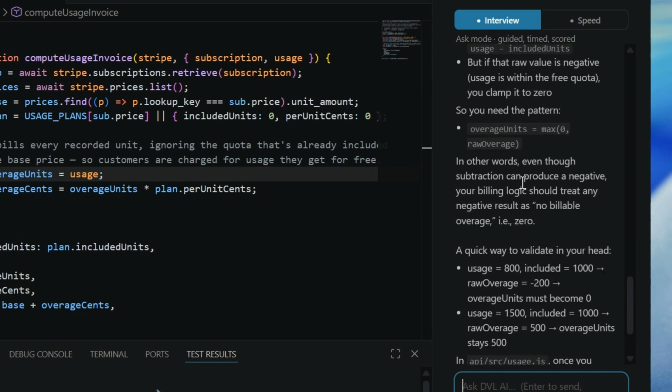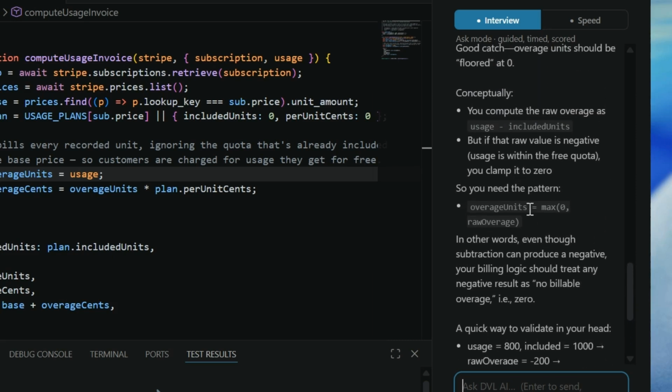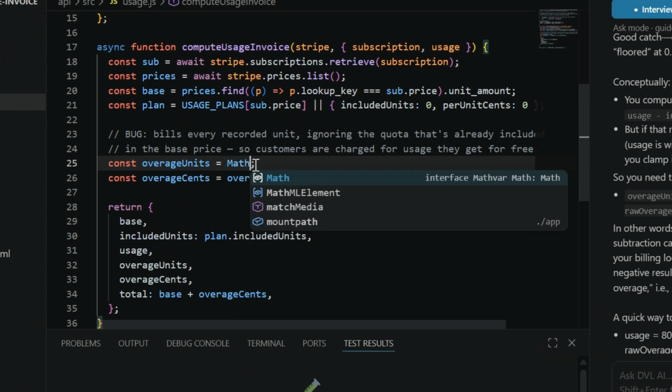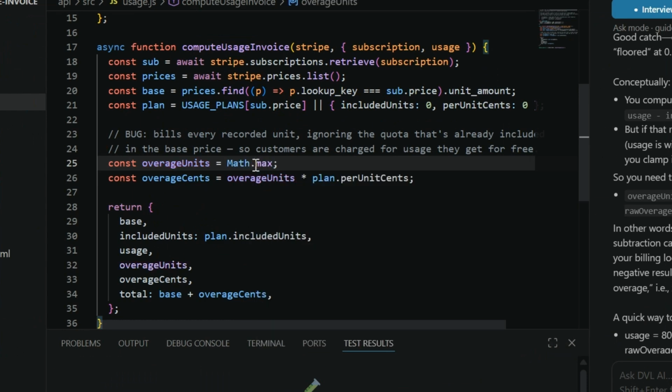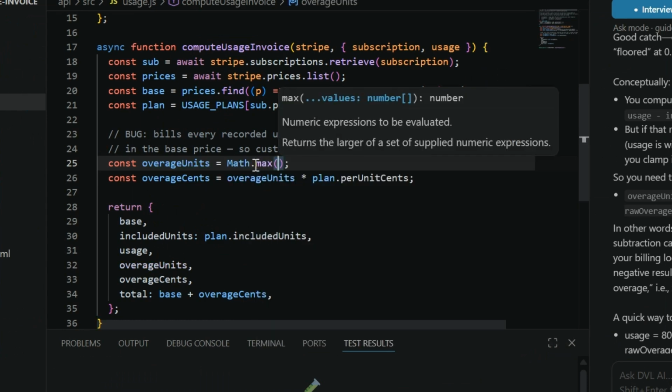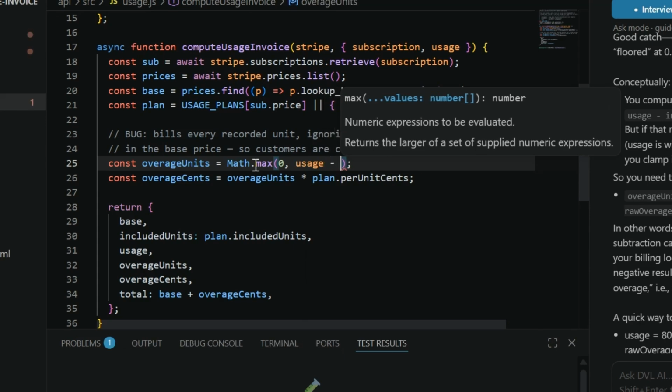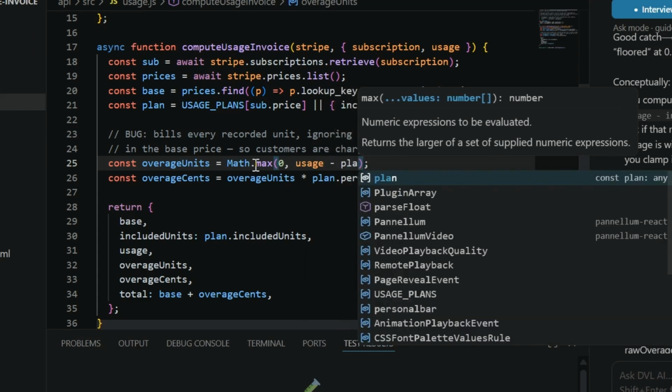One more thing to double check when you wire this into your invoice function. Make sure you're actually pulling the included units and per unit rate from the plan itself, not just using the raw usage number directly. Math.max. That is brilliant and exactly what we need. It guarantees our overage units can never be negative. We completely replace the bug on that line.